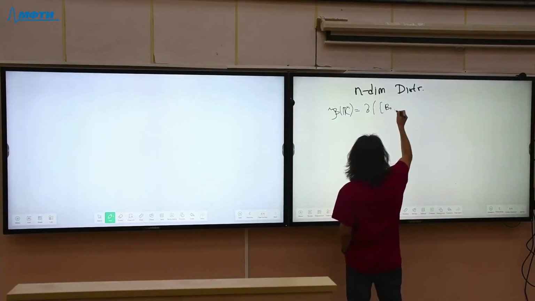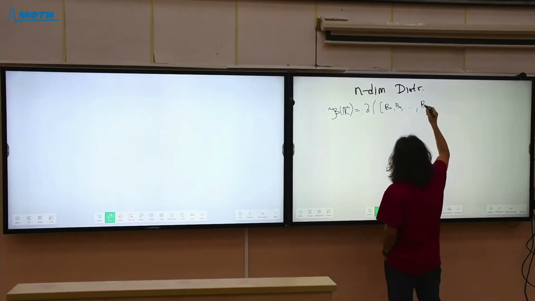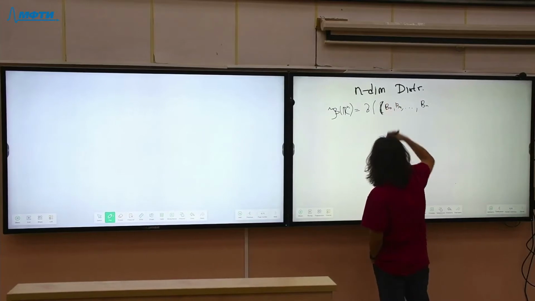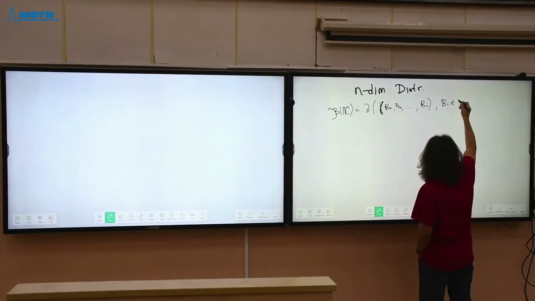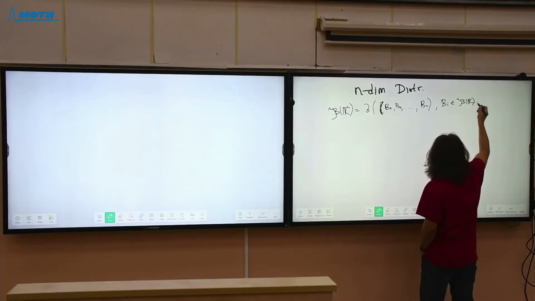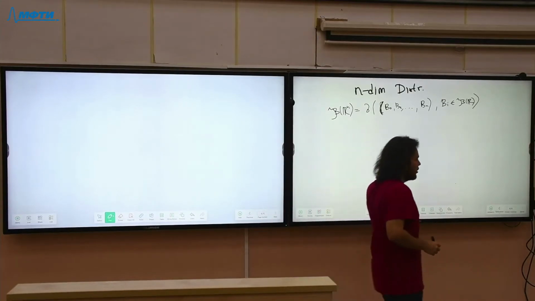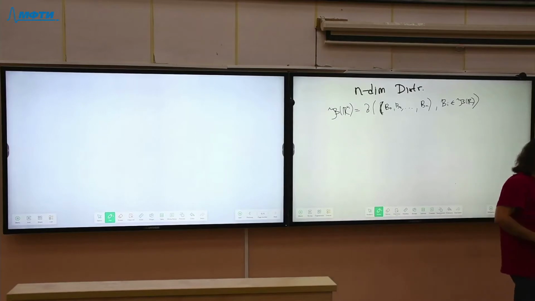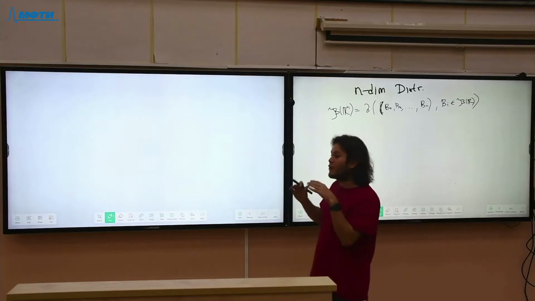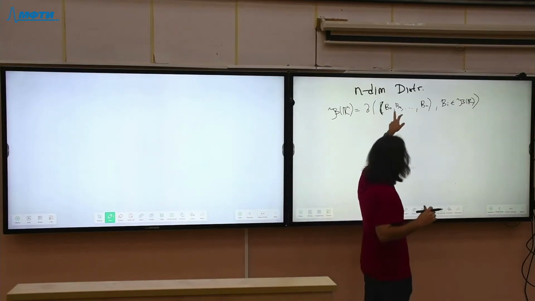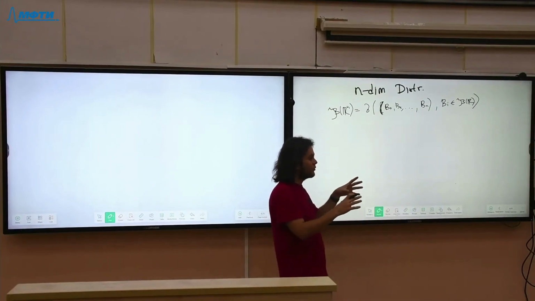We have P1, P2, ..., Pn, where each Pi is a Borel set in R. Okay, so we have the Cartesian product of one-dimensional Borel sets. So P1 to Pn are one-dimensional Borel sets, and we have the Cartesian product, right?